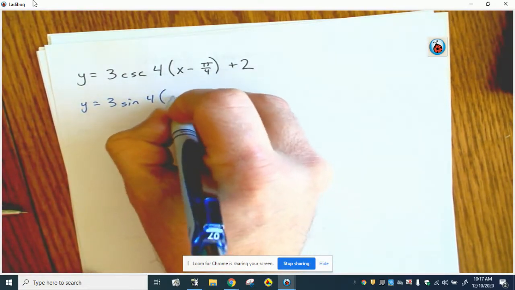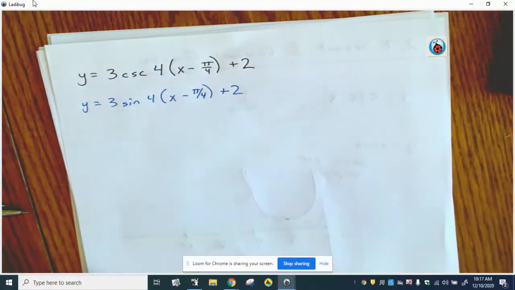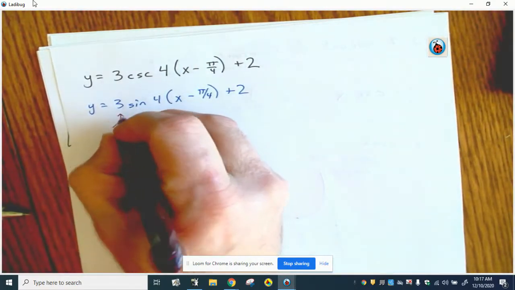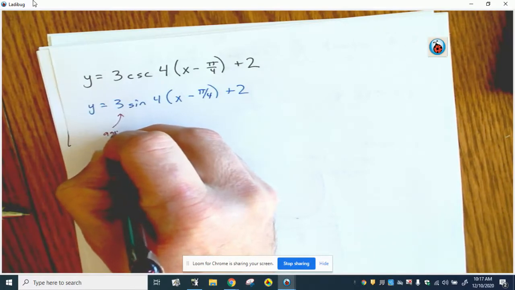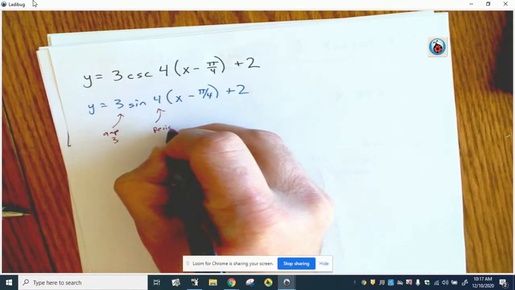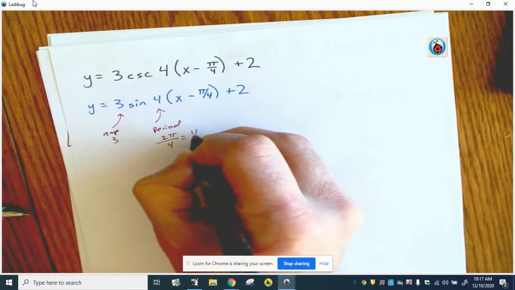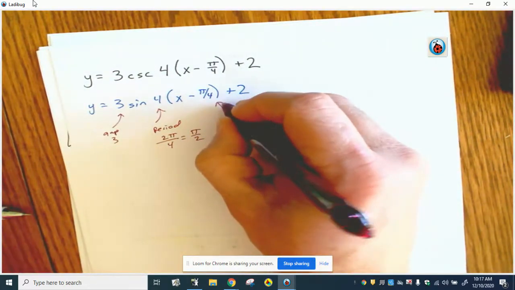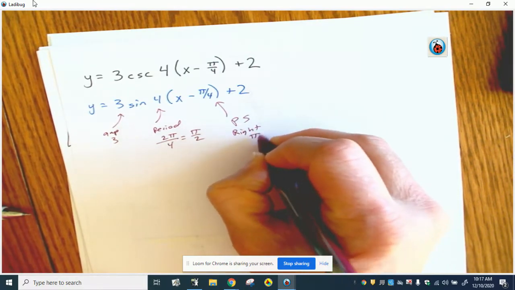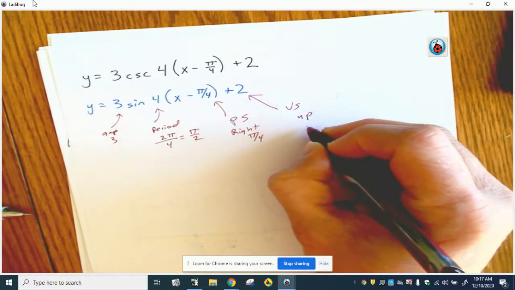Okay? And I'm going to leave everything else exactly the same. Now, we can get our important characteristics. We know our amplitude is 3. We know our period is 2 pi divided by our b, which is 4, which would be pi over 2. We know our phase shift is going to be right, pi over 4. And we know our vertical shift is going to be up 2.